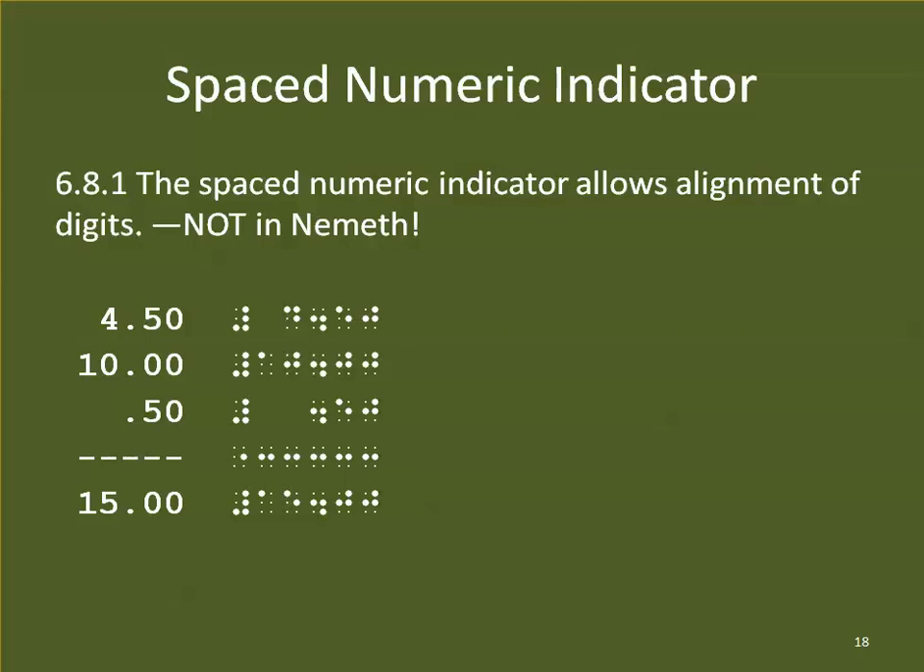In UEB, you line up the numeric indicators and you put in as many spaces as you need in order to line up the value places. So the decimal points line up, the 1 column lines up, the 10 column lines up, all of that. So this is what you would do for that sort of situation.